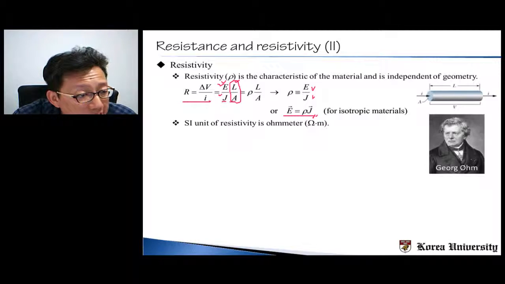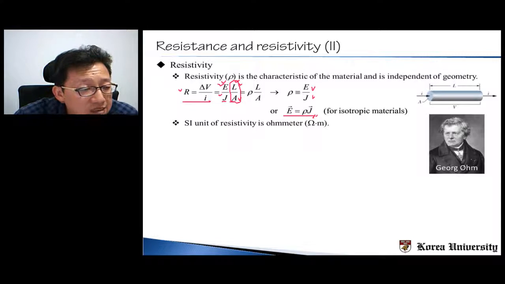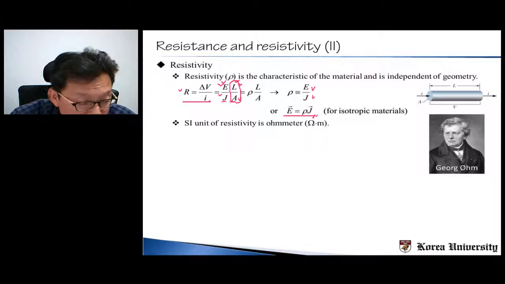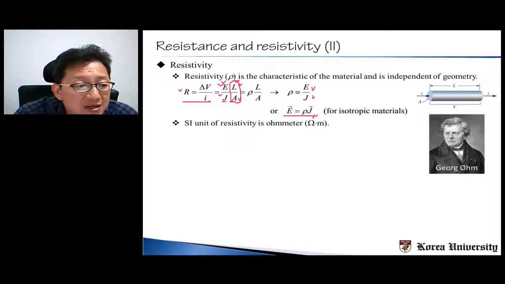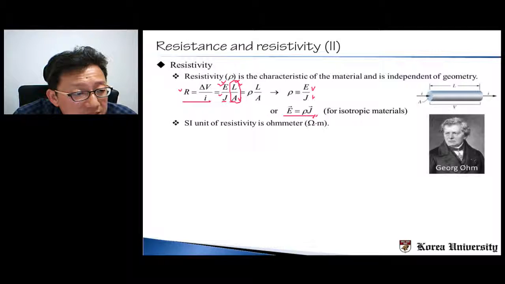And then what is the SI unit? Remember, the SI unit of the resistance is ohm, and we have a length which has the unit meter, and then we have an area which has the unit meter square, I mean, okay. So if you summarize it, the SI unit of resistivity will be ohm multiplied by meter, and we just call it ohm meter, okay.